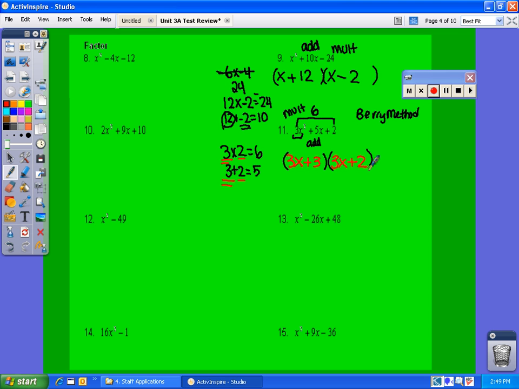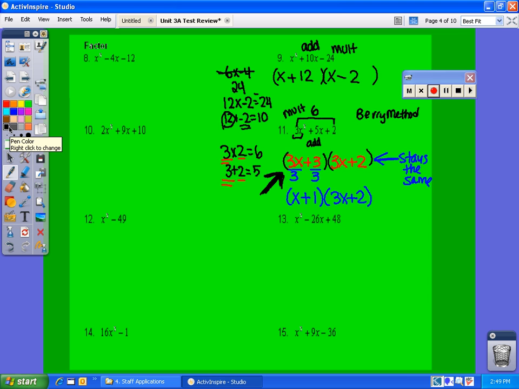You'll always notice that one of your factors can be divided. Sometimes it's both, but most of the time it's just one of them. So because this one can be divided by 3, I divide by 3. And once I divide by 3, I'm left with x plus 3 divided by 3 is 1. This stays the same. Okay, and that will be your answer. So make sure that you are really looking at each one individually.